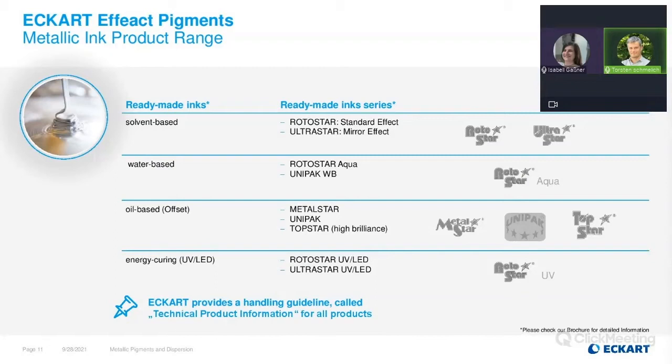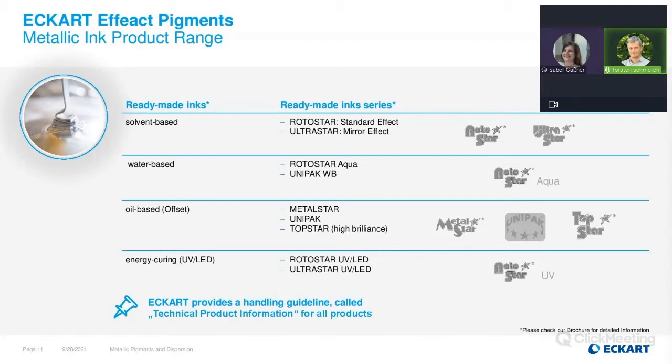And then we have UltraStar as the brand for mirror effect inks for solvent-based systems. That means on many substrates like smooth carton boards, smooth label papers, but of course predominantly for reverse printed film substrates, mirror effects can be achieved. And this is a nice effect, as almost metallization can be achieved with UltraStar inks.